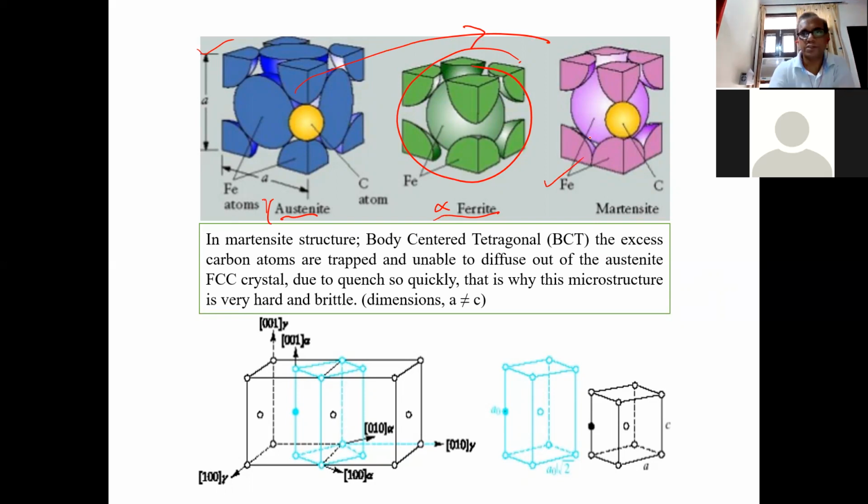What is the difference between this and this? This is also body centered, this is also body centered. But see what is the difference? The difference is of dimension. एक तरफ इसकी डायमेंशन राइज कर गई, एक तरफ रिड्यूस हो गई, और एक तरफ ये कॉन्ट्रैक्ट कर गई. So this particular structure of the martensite is called body centered tetragonal, BCT.